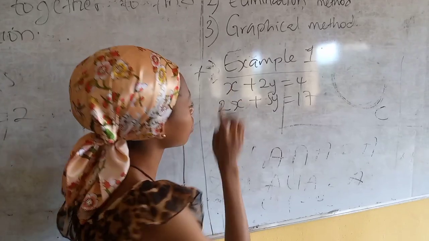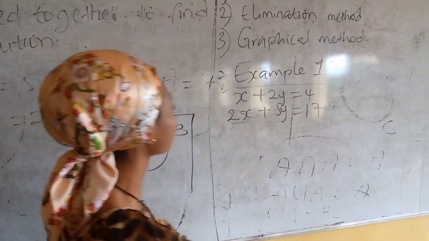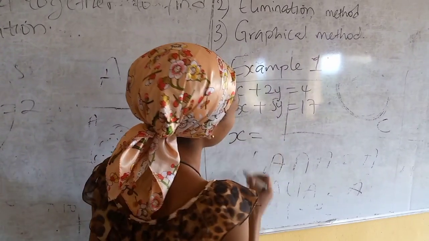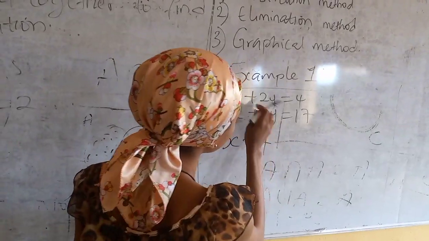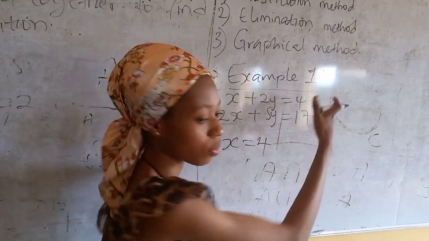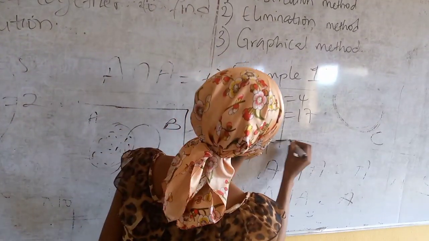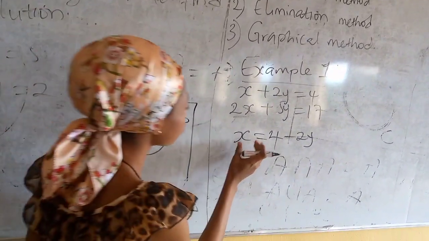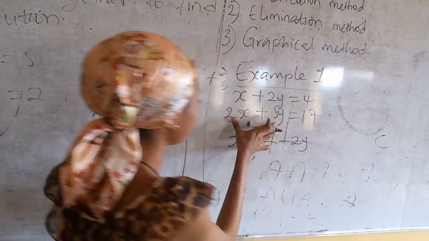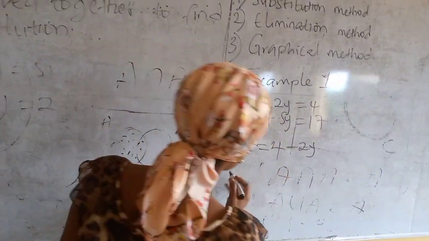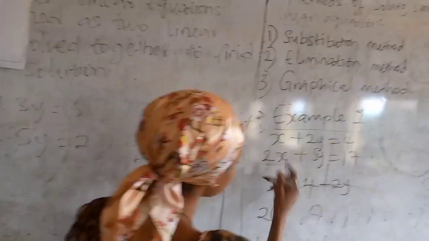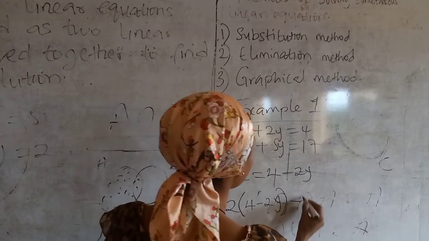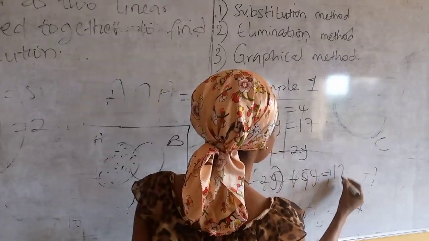Making x the subject of the formula, we have x is equal to 4, and when plus 2y crosses the equality sign, we have minus 2y. Now, we have made x the subject of the formula. Now, let's substitute x equals 4 minus 2y in equation 2: 2 into 4 minus 2y, plus 5y equal to 17.